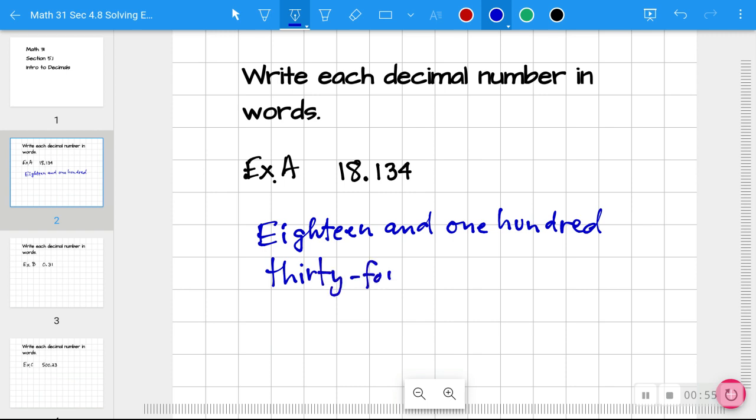134. Notice the hyphen. You use that between numbers from 11 to 99 when they're two words. And then you put the place value of the last digit. Hundredths. Nope, that's not correct. Sorry. Thousands. So third one over is thousands.